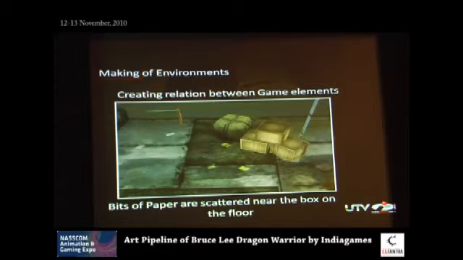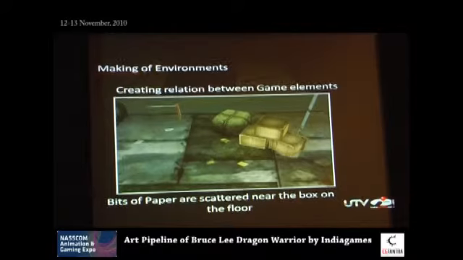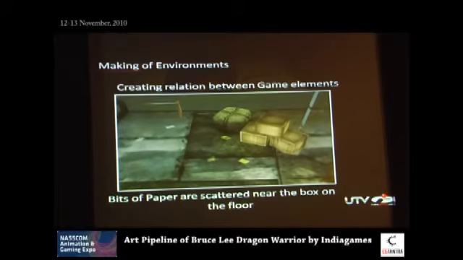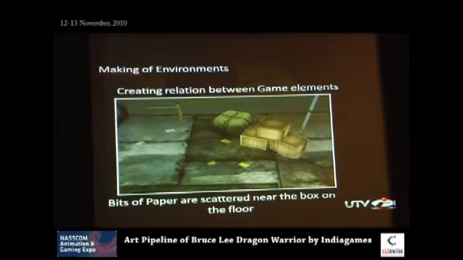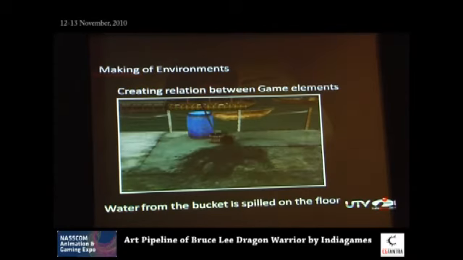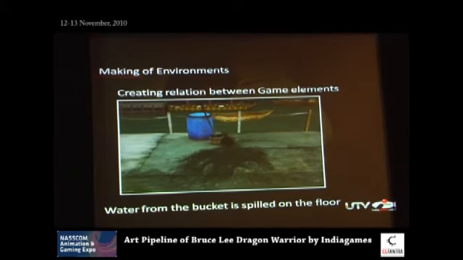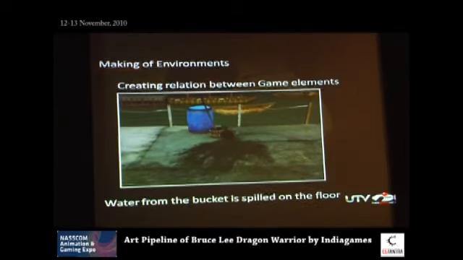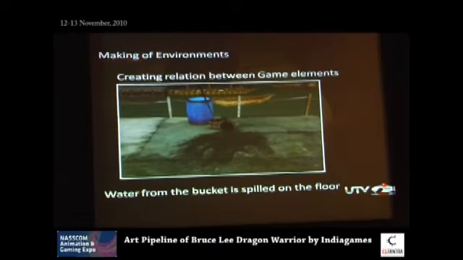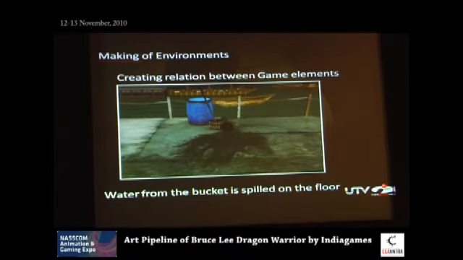The next thing we can do is create a relationship between the game elements. Now, this is another good feature you can add, once you are through with all the low poly models or all the assets you require for the game, your environment making, start creating relations between them. In this case, you can see some paper scattered over there. In this case, water is splashed on the floor. Now, the reason for doing it is that I am just trying to fool the player, doing this kind of cheating, so he believes that these two props are part of the game. Something has happened over there. Some kind of brawling, fighting has happened over there.